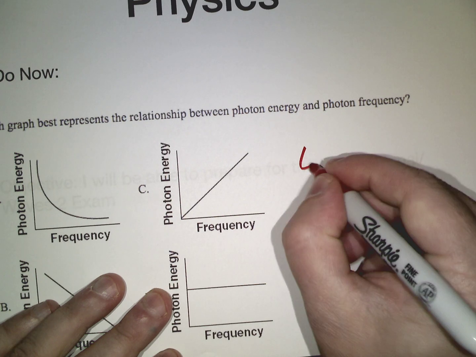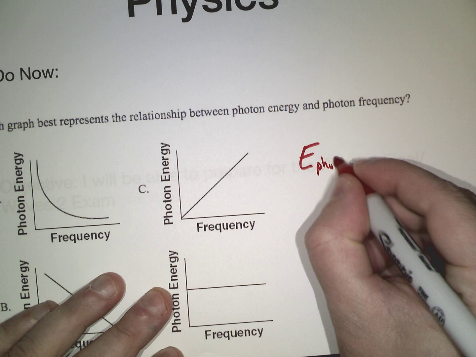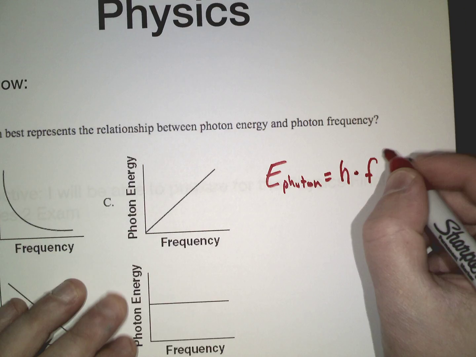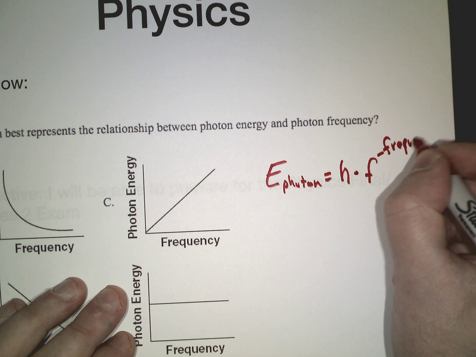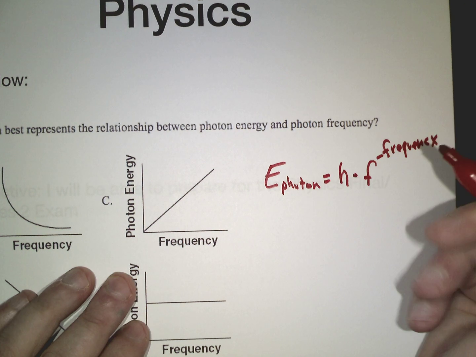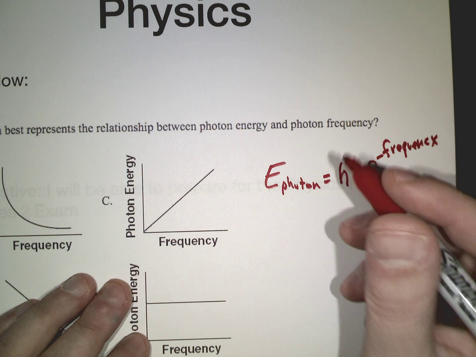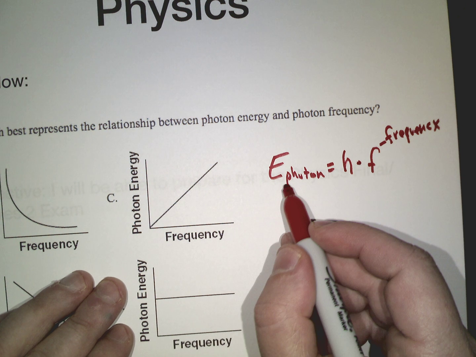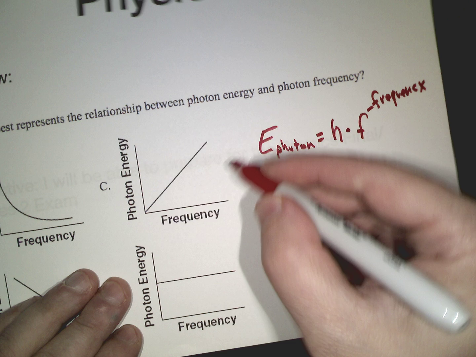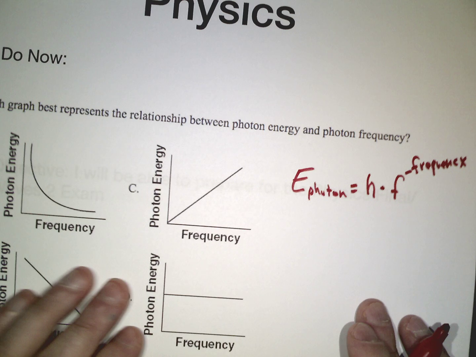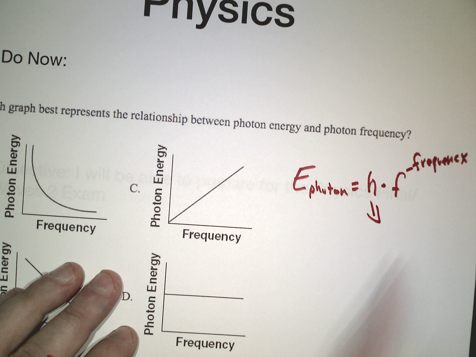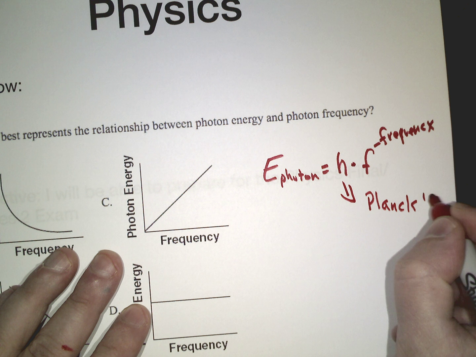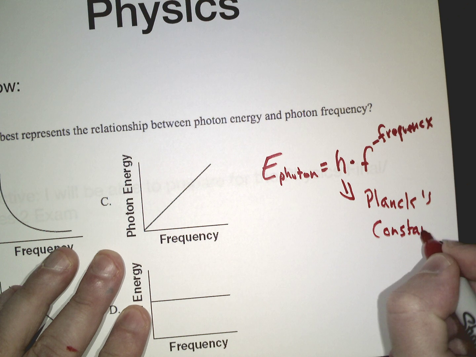When I look at this, the energy of a photon equals h times f. Well, f is my frequency, energy is my E. So I have a dependent and independent variable. My independent variable, my x, is my frequency. My dependent variable, my y, is my energy. Now, h is what we call Planck's constant. So it's just a constant, okay?